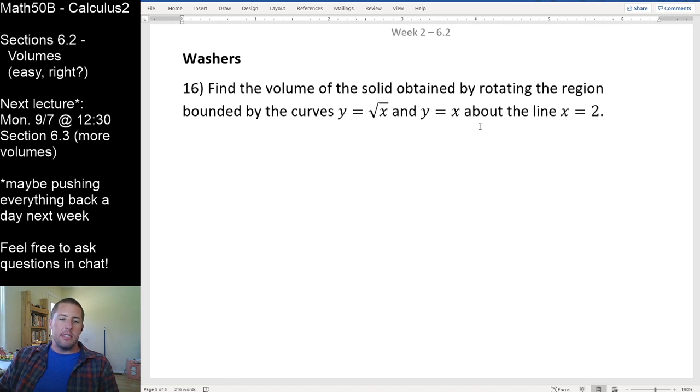So this problem sounds the same. The verbiage for this problem is the same as the others. I can't detect that this is a washer problem by reading these words as compared to the previous. We're going to need to draw a picture here first. So find the volume of the solid that is obtained by rotating the region that's bounded by the curves root x and x. The rotation will happen around the line x equals 2. So let's not think about the rotation at all first. Just think to yourself, what is the region that is bounded by the curves y equals square root of x and y equals x? I can draw both those things.